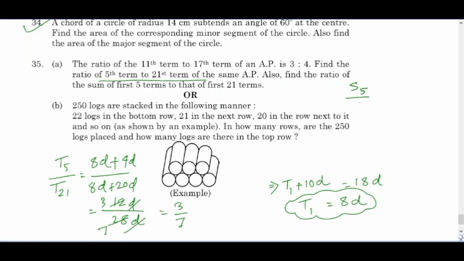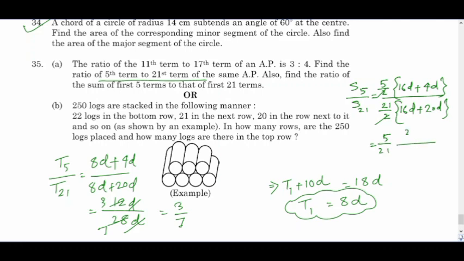S5 divided by S21. What will be the value? n/2 times twice a, that is, first term 2a, 16D plus 4D, n minus 1 into D. Similarly here, 21/2, this is 2a, 16D plus 20D. Okay, 2 cancelled out. 5/21, and here on top there will be 20D and here there will be 36D. D cancelled out, 20 by 4 is 5, 36 by 4 is 9.